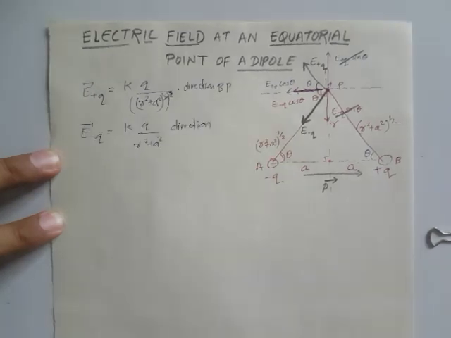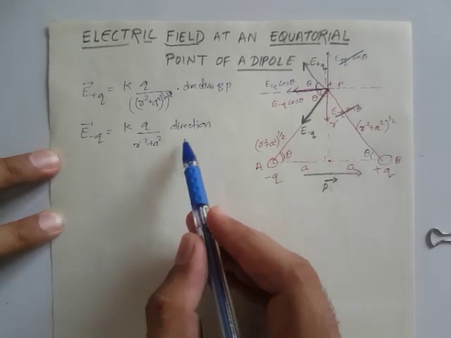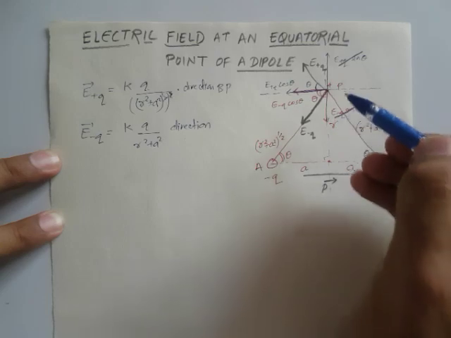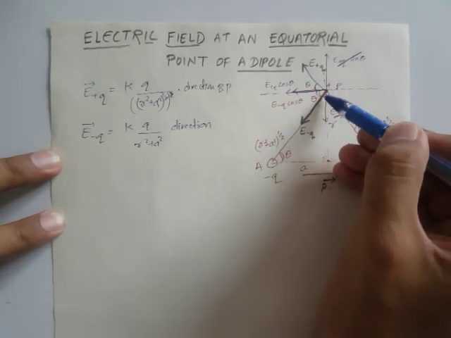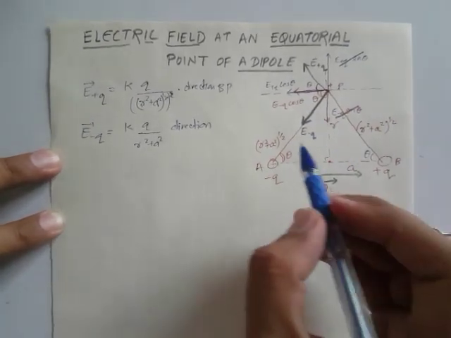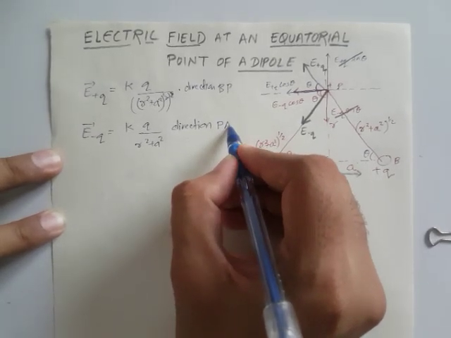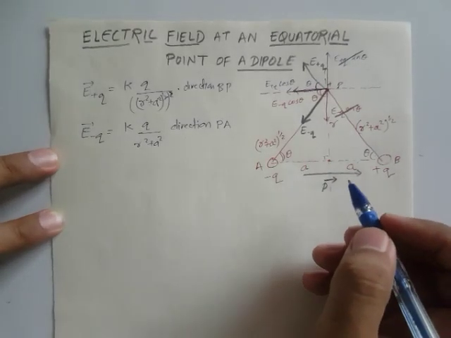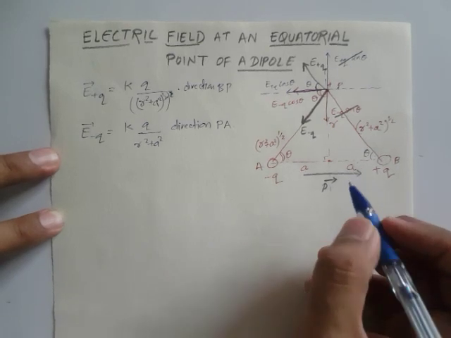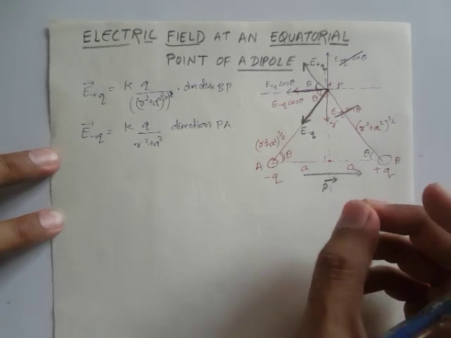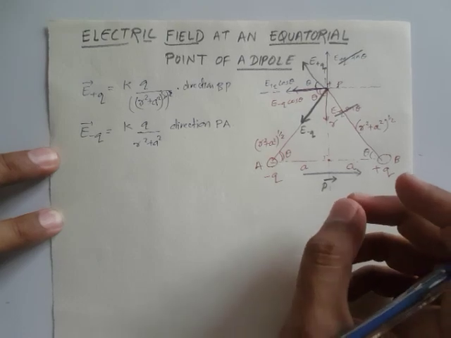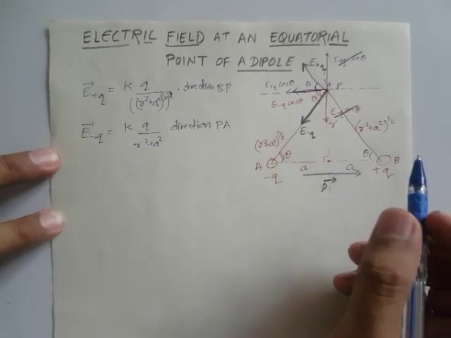Now I have written it, but what is the direction for this? Direction is from P to A, because it is showing in this direction. So we need to write over here P first, then A. This one is the direction. Thus the magnitude of electrical field of plus Q and electrical field of minus Q are equal.